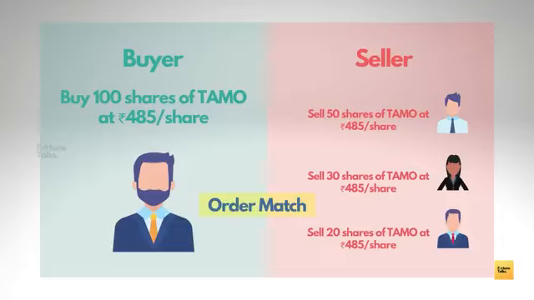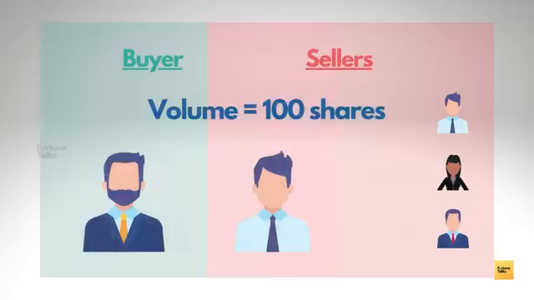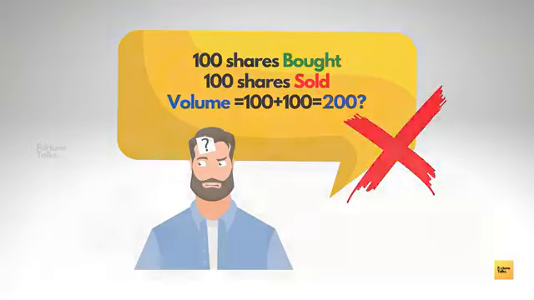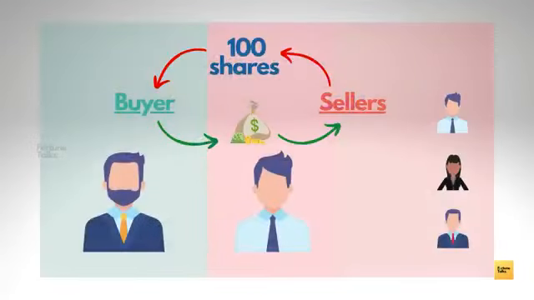So basically there is a price and quantity match which results in a trade. This means that you and I have together created a volume of 100 shares, or you and the other 3 sellers which we have talked about created a volume of 100 shares, because if you notice, overall 100 shares were transferred from the seller to the buyer. Now many people tend to assume the volume and count it as 200 because 100 were bought and 100 were sold. But this is not the right way to look at volumes, because only 100 shares transferred hands from one person to the other.